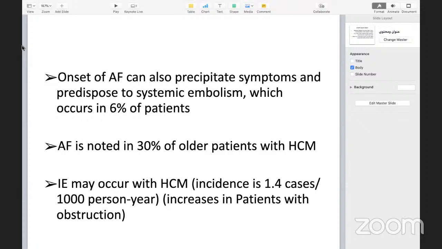The onset of atrial fib can also precipitate symptoms and predispose to systemic embolism. It occurs in 6% of patients, and it's noted in 30% of older patients with this disease. And we have mentioned that it's important to start them on anticoagulants. Infective endocarditis may also occur with this disease, with an incidence of 1.4 cases per 1,000 persons per year, and it increases in patients having obstruction.